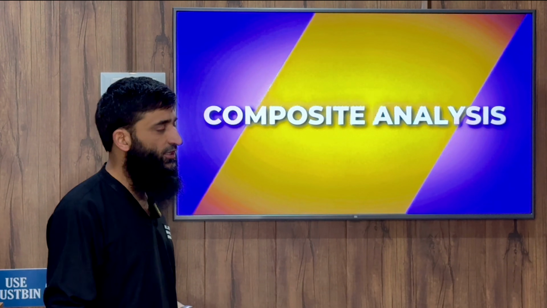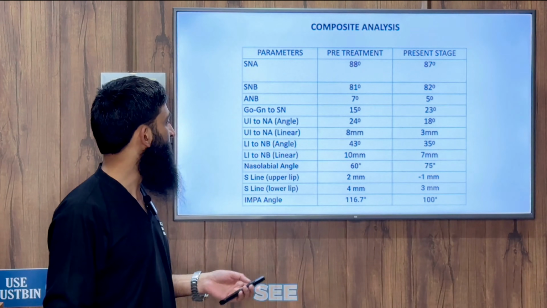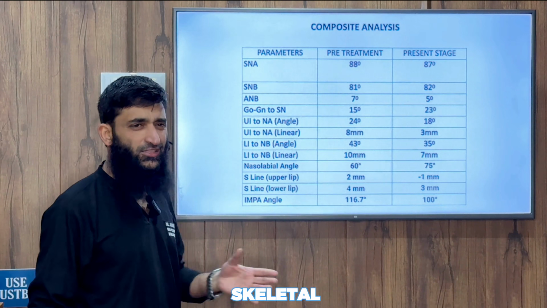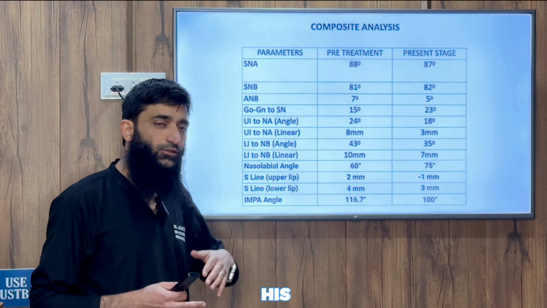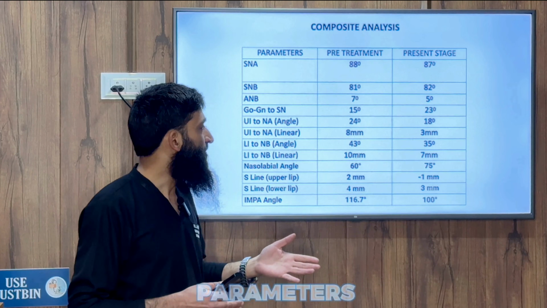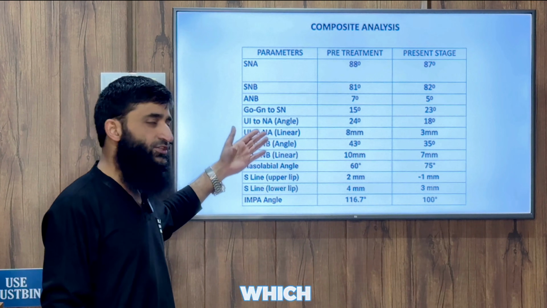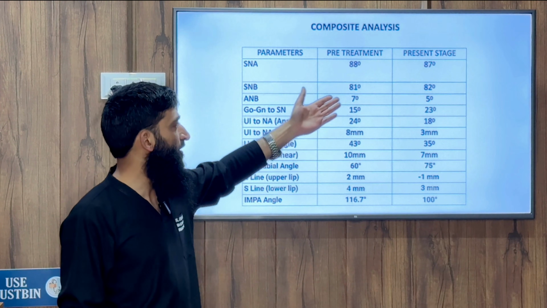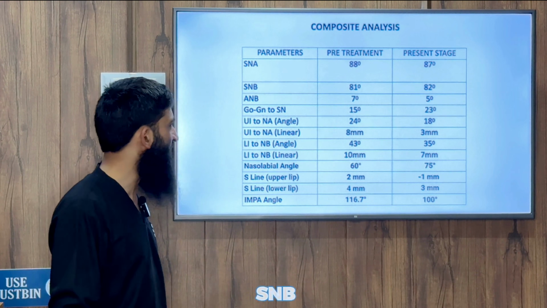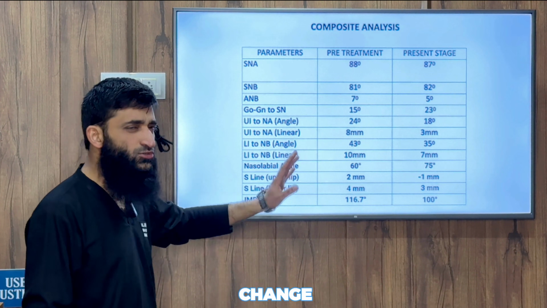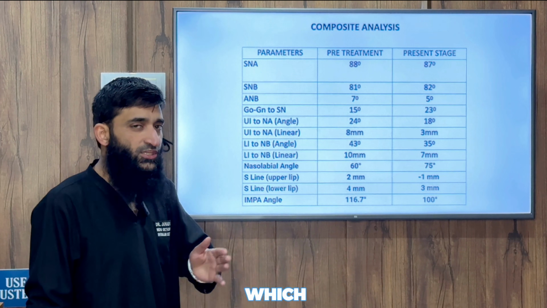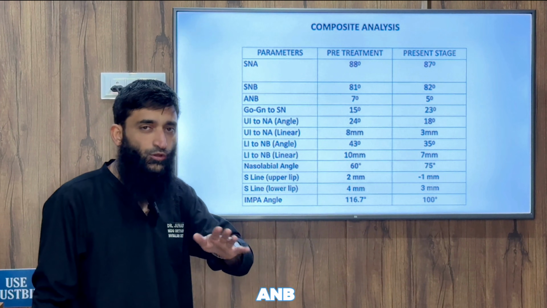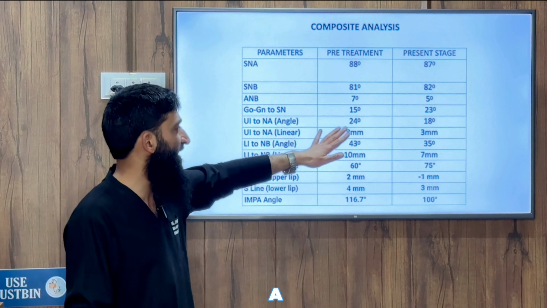And if we go for the composite analysis, we can see that there is not much skeletal change, because in an adult you cannot do miracles by changing his or her skeletal parameters. Now SNA comes out to be 88, and the present is 87, SNB 81 to 82, so the change of A and B is 5 degrees. So we have tried to come to a norm which is approximately A and B of 2 to 3, we are there, like A and B of 5.